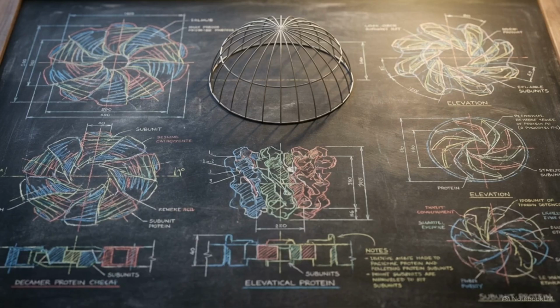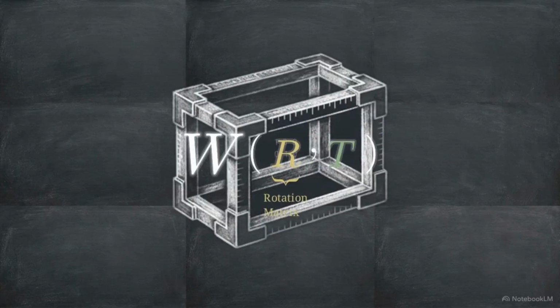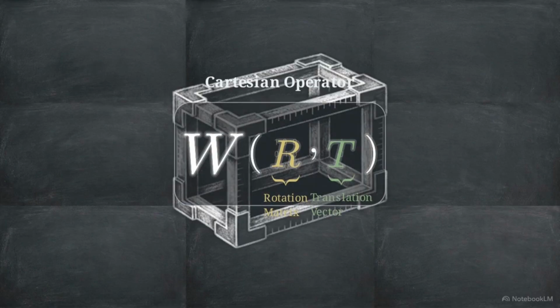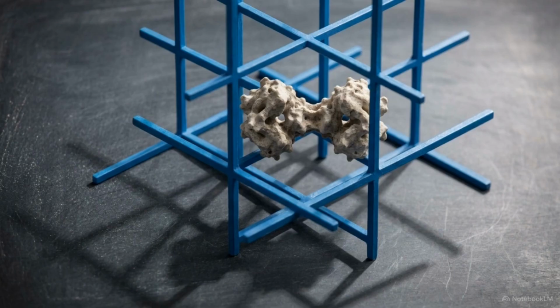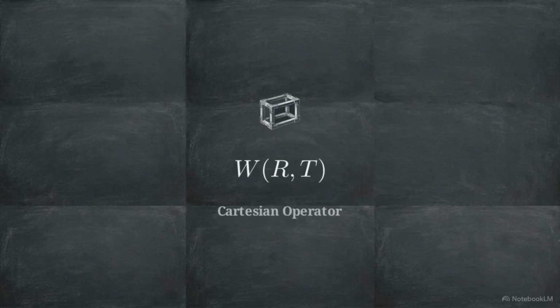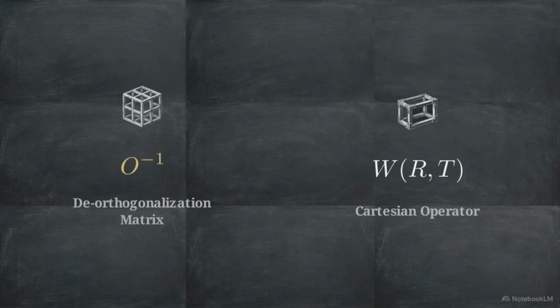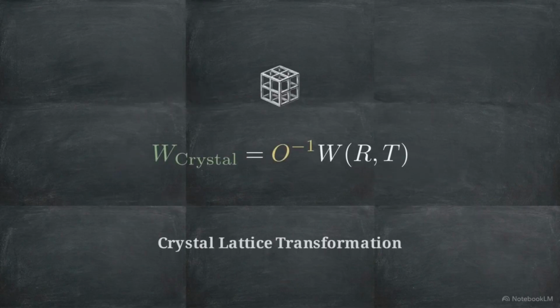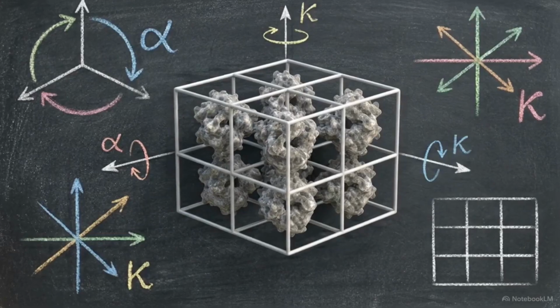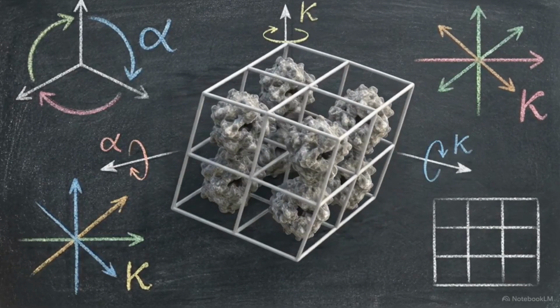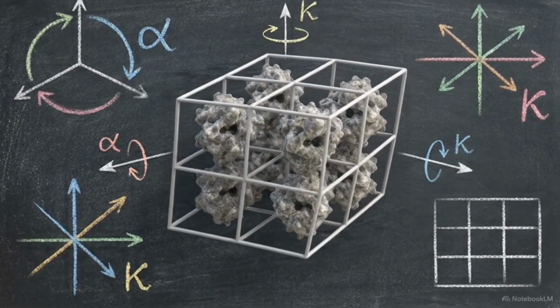piece of electron density. When we deduce the rotation matrix and translation vector from unphased data, we obtain the Cartesian operator W of R,T. But this operator exists in absolute, real-world coordinates. To correctly apply this transformation to the crystal lattice, we multiply the Cartesian operator by the deorthogonalization matrix. This operation converts the absolute coordinates into fractional crystallographic coordinates that match the skewed parameters of the unit cell.